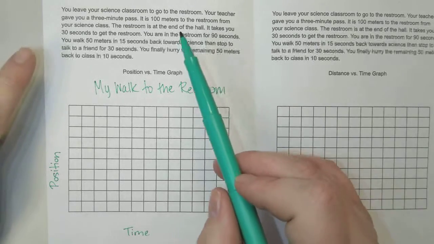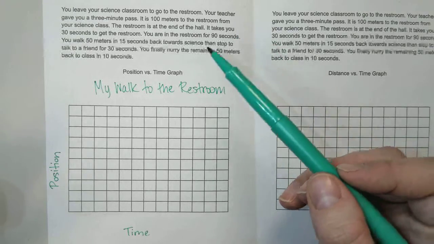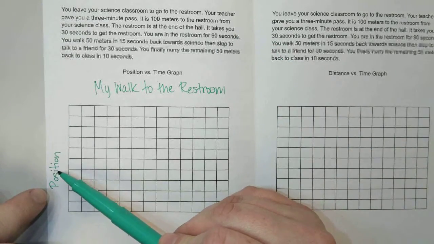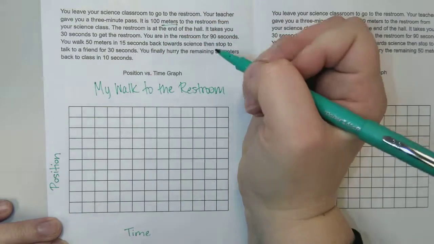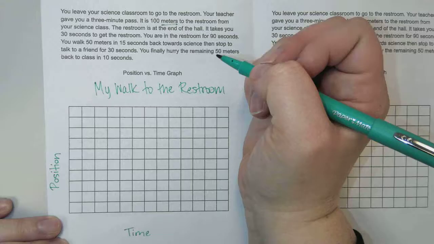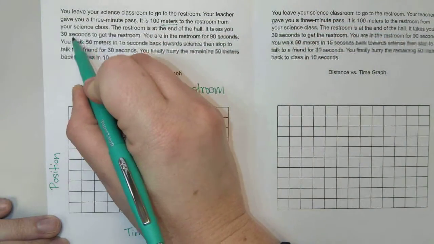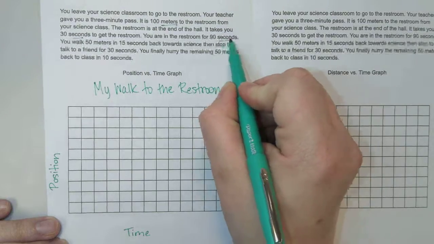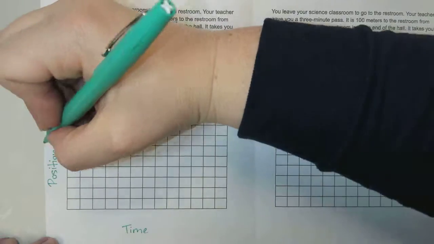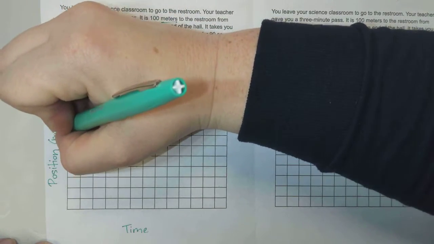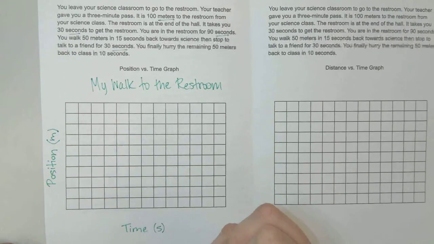So in this case, we've got to figure out also our labels. What are we using to count position and what are we using to count time? You can see it talks about meters. That's going to be for position. And then it's measuring everything else in seconds. Okay, 30 seconds, 90 seconds, 30 seconds. So for position, I'm going to put an M for meters. For time, I'm going to put an S for seconds.